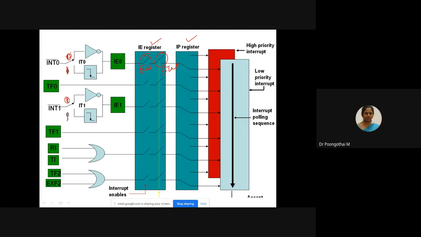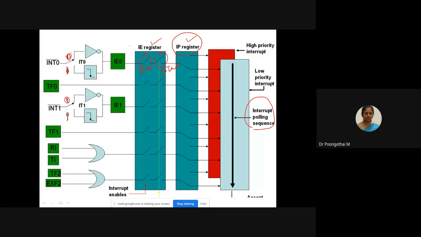Based on the interrupt request, the next step is the interrupt priority. It will determine the priority for each individual interrupt source, and based on the priority and the interrupt polling scheme, your 8051 will service the interrupt. Low priority interrupts cannot pre-empt high priority ones, but high priority interrupts can pre-empt low priority interrupts.